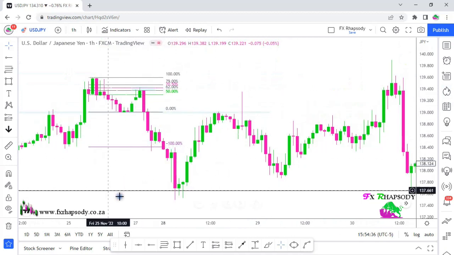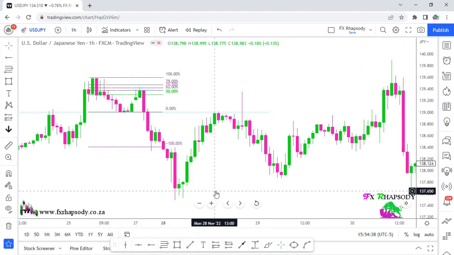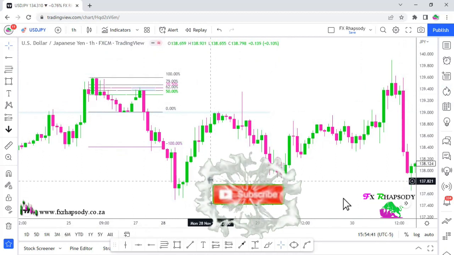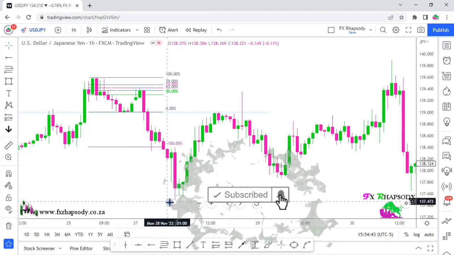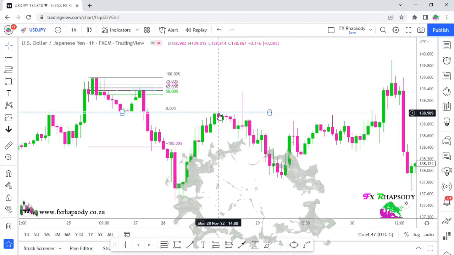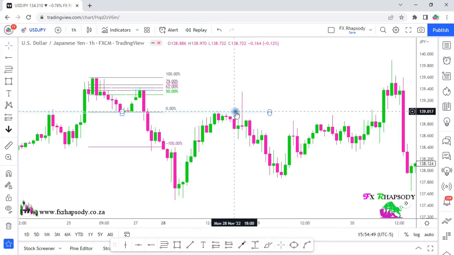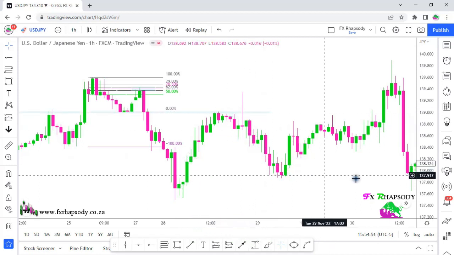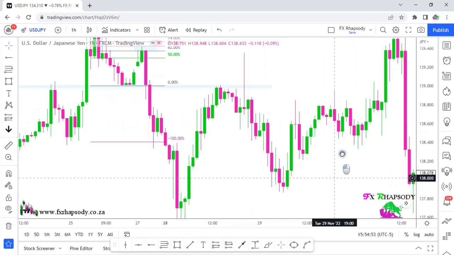Always look to the left, always look for those lows in the market where price action goes to. So now price starts swinging up. It hits that area in the market, and now it starts retracing back. Where does it retrace to? Where does it swing back to?